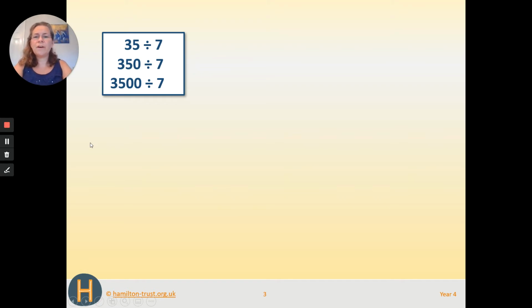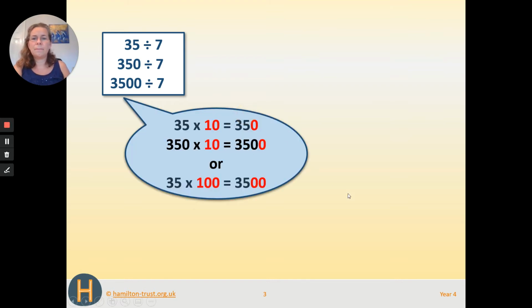To work out 35 divided by 7, we need to know our multiplication facts. But if we take each of these numbers one by one, we can see that they're multiples of 10: 35, 350, and 3,500. Each time we've multiplied by 10. 35 times 10 equals 350. 350 times 10 equals 3,500, or 35 times 100 equals 3,500.